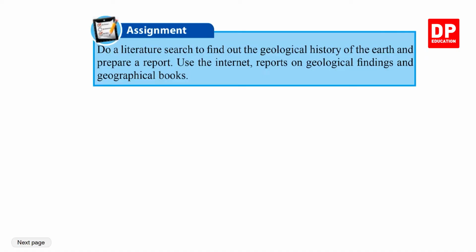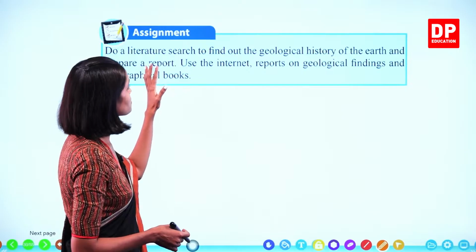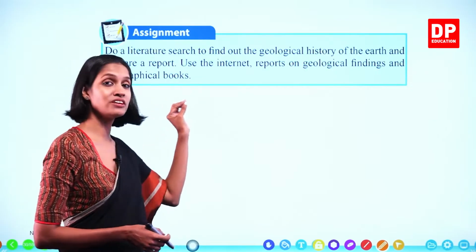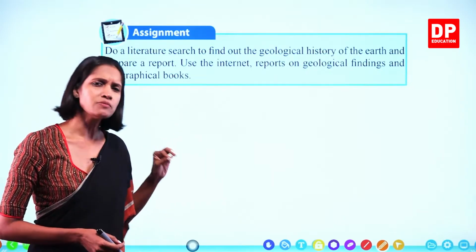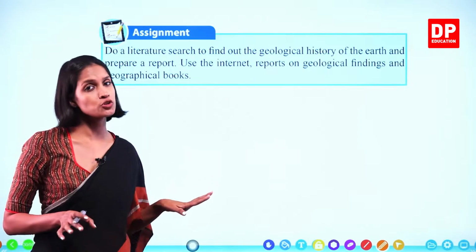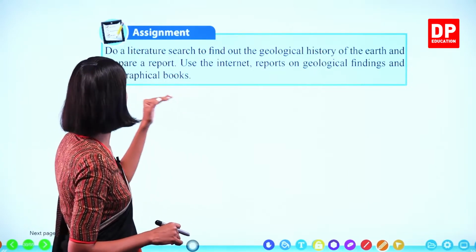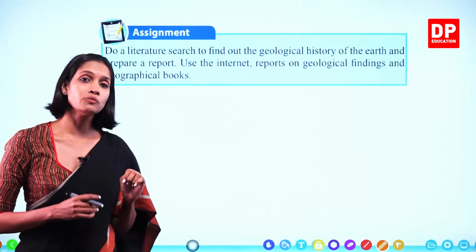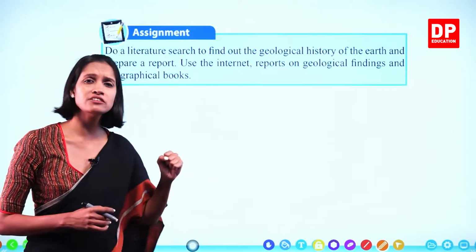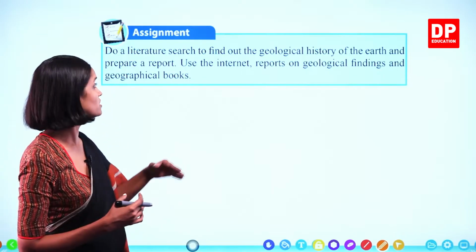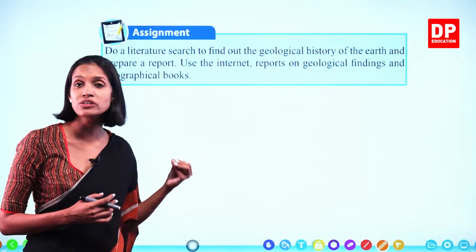Right. We have an assignment to do, so you all have to find more information on these types of incidents, okay? Do a literature search to find out the geological history of the earth and prepare a report. Now this will be a very, very interesting activity. Sometimes you must have done these types of activities in geography as well, right? So use the internet, reports on geological findings and geographical books, right? Mostly when you refer to the internet, you will find a lot of information, children. With the help of your adults, you can get more information. You can use the internet and get more and more information.